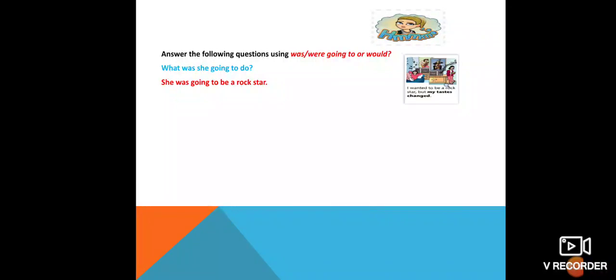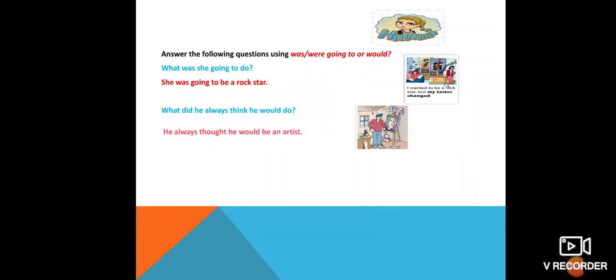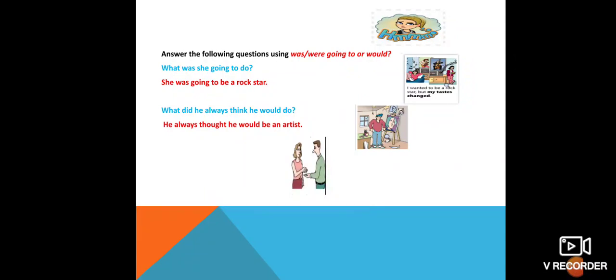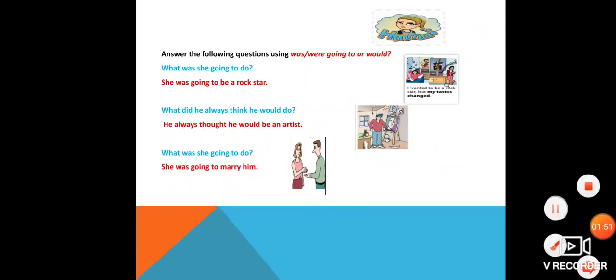Maybe her tastes changed. Let's move to the second picture and answer my question. What did he always think he would do? That's right, he always thought he would be an artist, but as you know, it's hard to make a living as an artist. Another example, what was she going to do? Yes, that's correct. She was going to marry him, but she changed her mind.